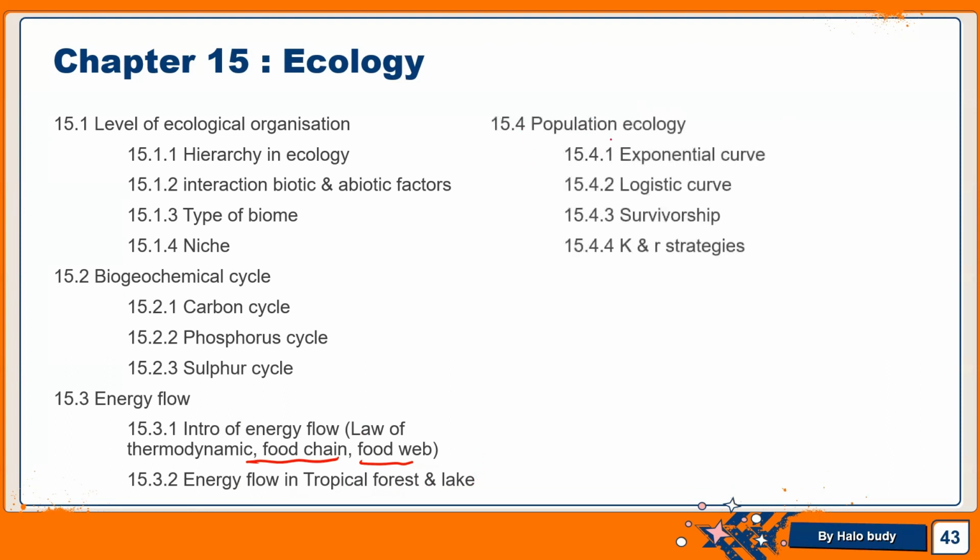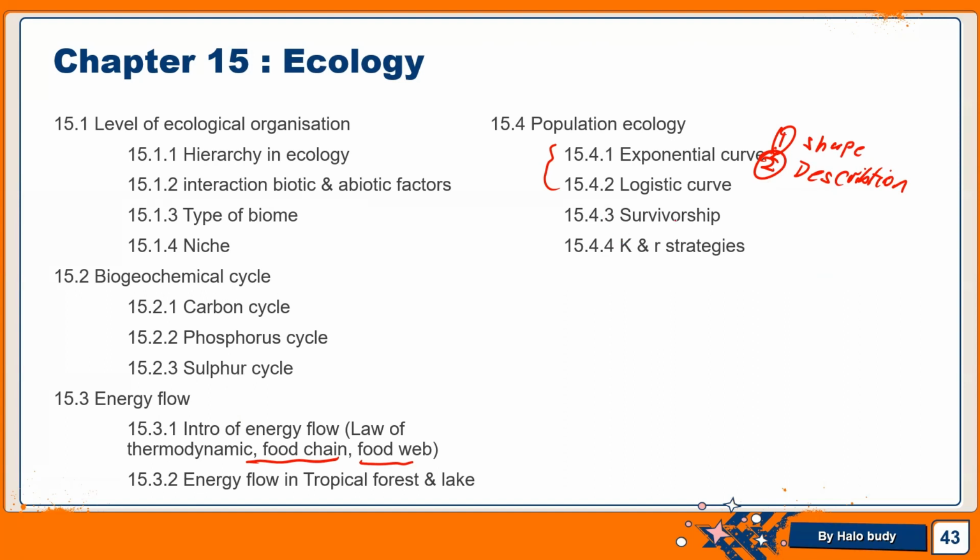The fourth one is about the population ecology. This is totally new. You have to know the population ecology. The first and second one is actually one topic, the exponential curve and logistic curve. For these two types of curve, you have to know the curve shape and the meaning, the description, and also the labeling. From the curve you have to know the description, what this curve tells us.